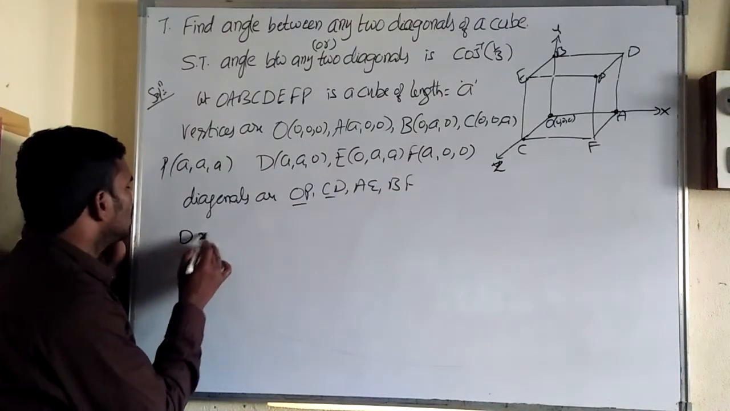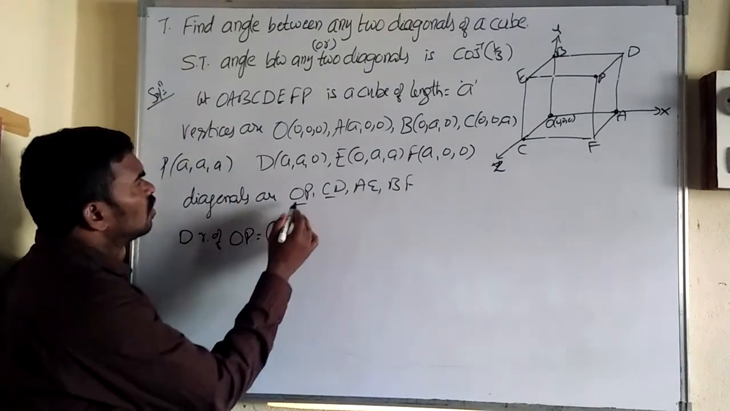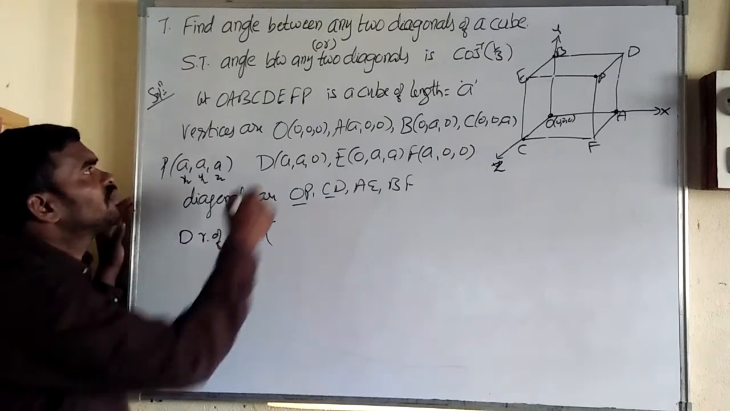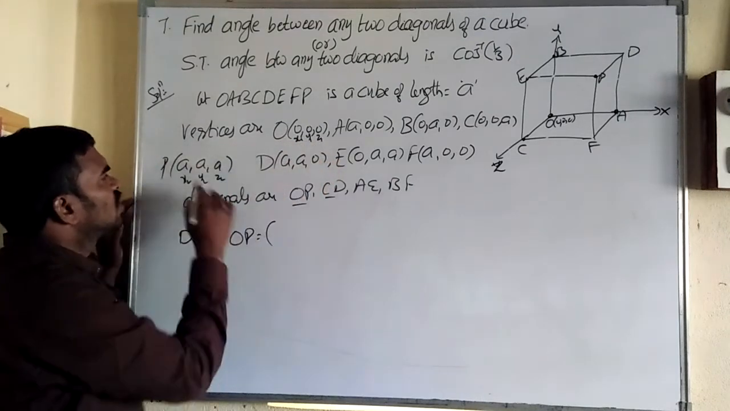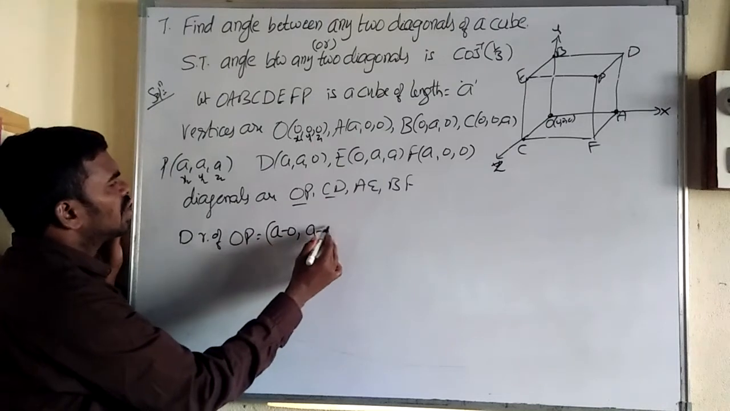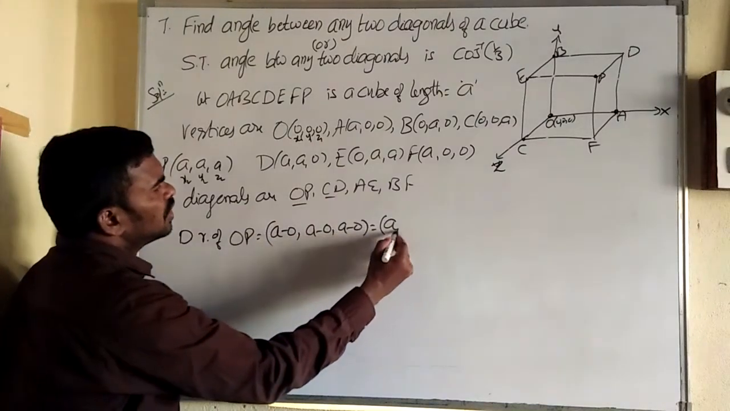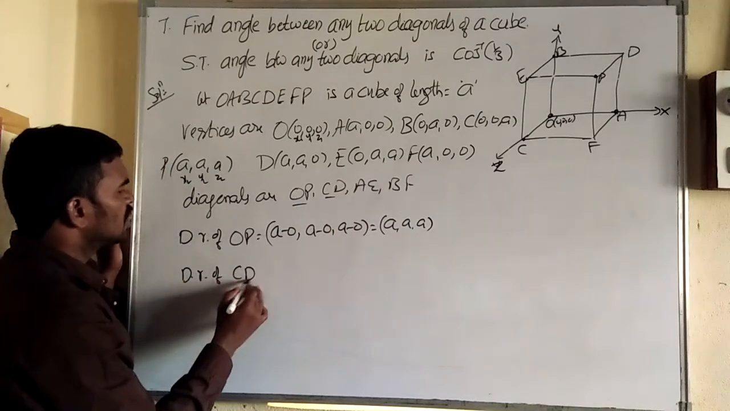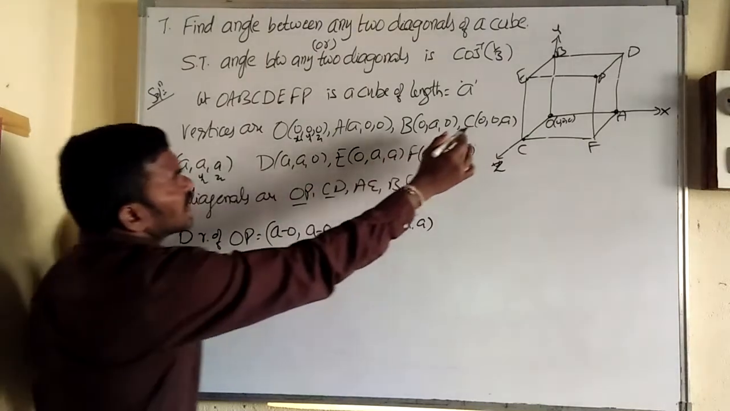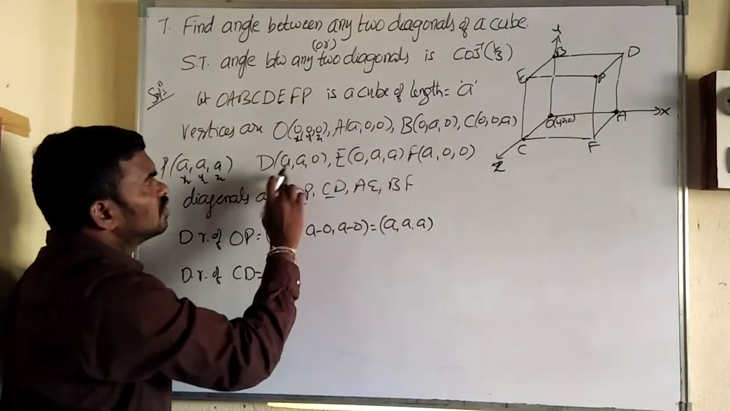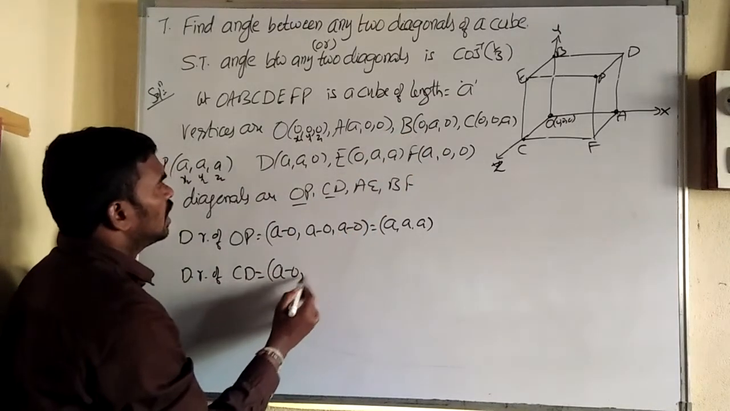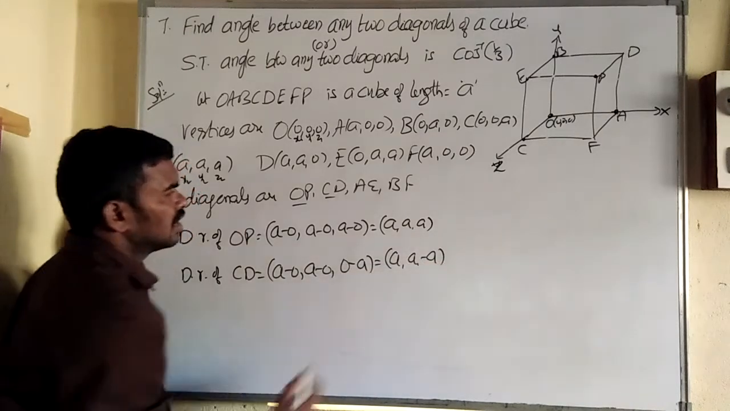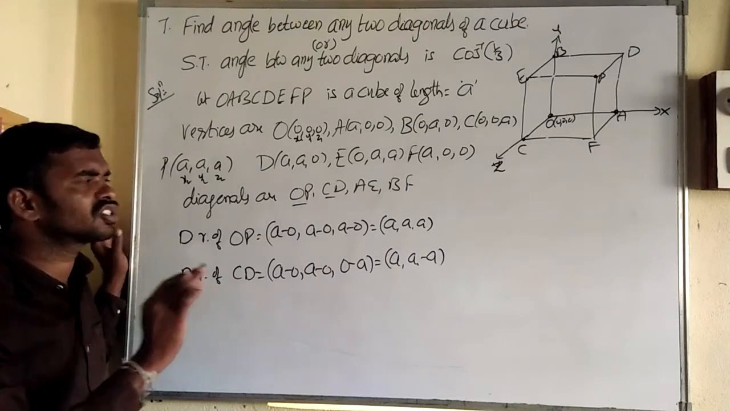So direction ratios of OP: for O taken as x1 y1 z1, P taken as x2 y2 z2. So x2 minus x1, a minus 0, a minus 0, a minus 0, which is a, a, a. Next, direction ratios of the other diagonal CD: C taken as x1 y1 z1, D taken as x2 y2 z2. So a minus 0, a minus 0, and 0 minus a, which is a, a, minus a. Got it? We have the two direction ratios.